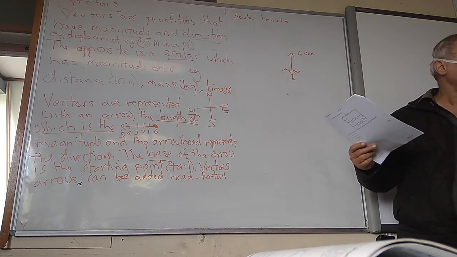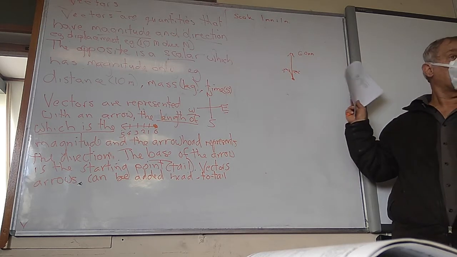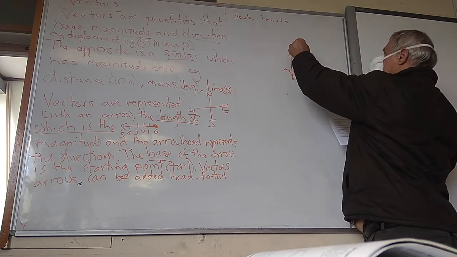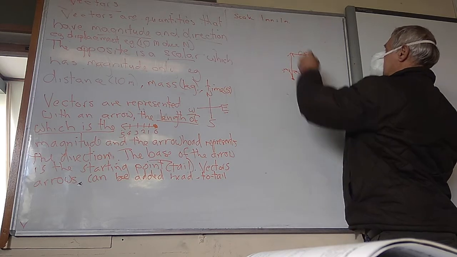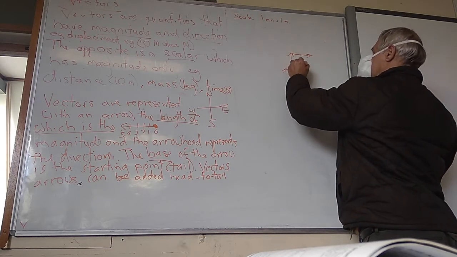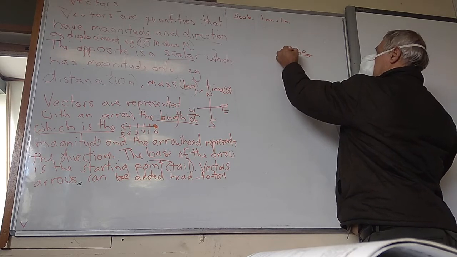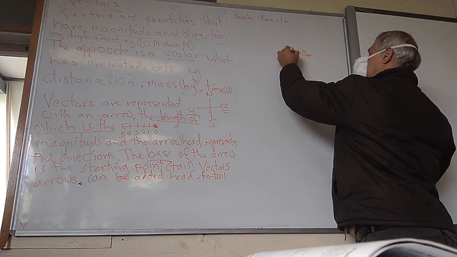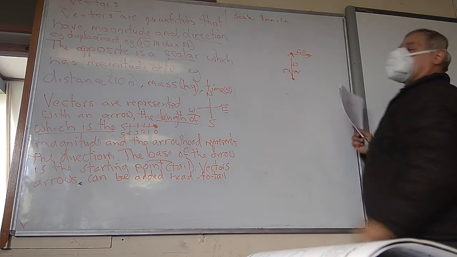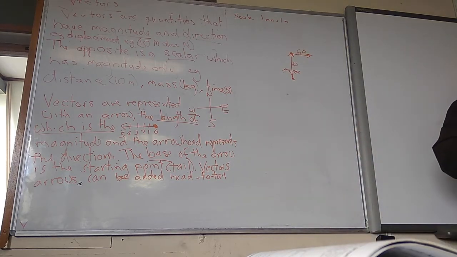Which direction is east? To your right. So now you go 40 meters. So this is 60, this is 40. And you see how we have the head to tail, head to tail. That's how we add vectors, head to tail. You're frowning. Is that easy enough?